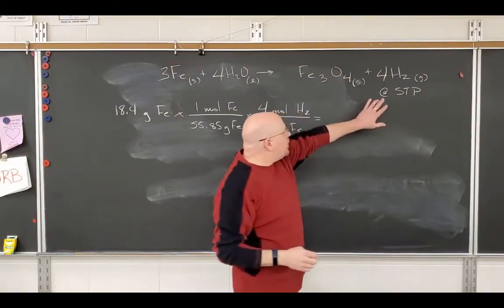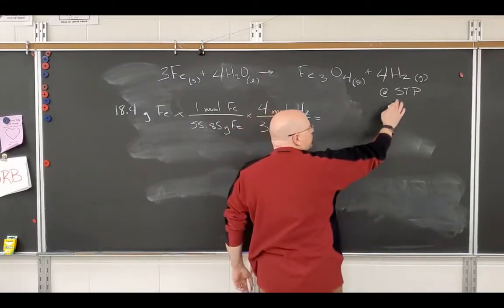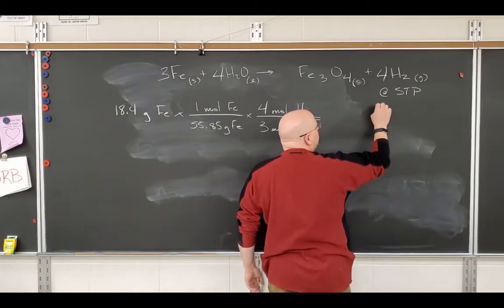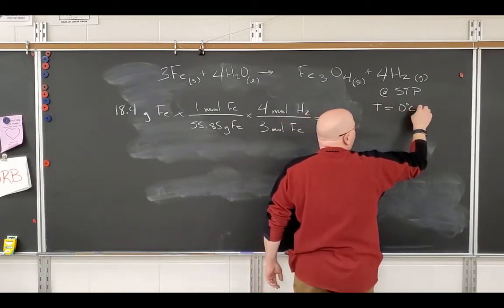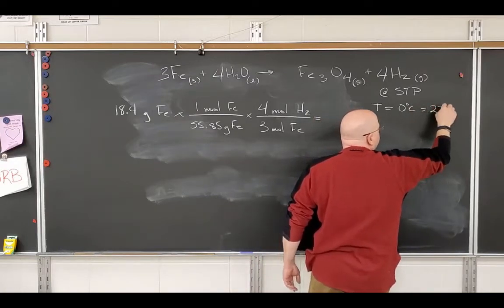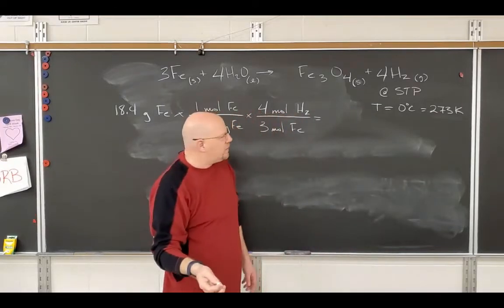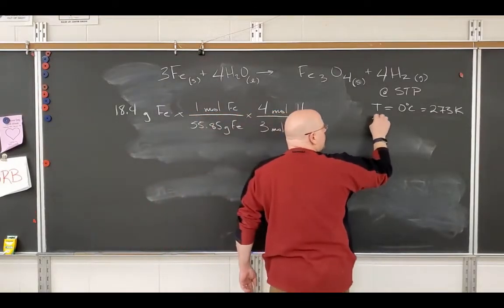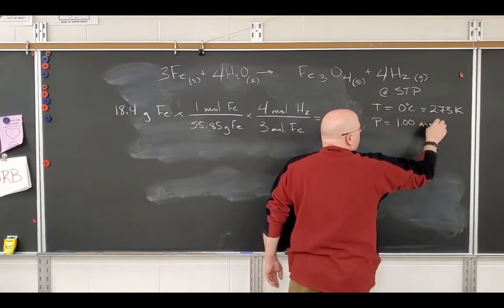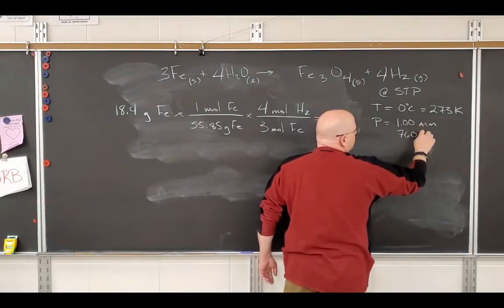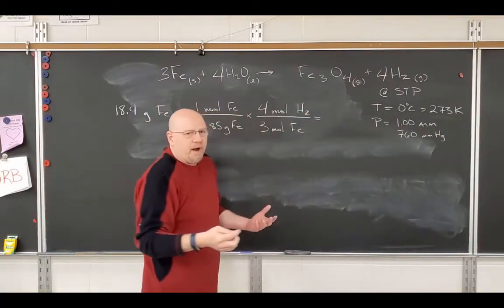Now, this is a good question to cover because STP isn't some mysterious thing. STP means standard temperature and pressure. That means that our temperature is going to equal 0 degrees Celsius, or 273 Kelvin. That's the temperature we're going to have to use because it has to be in Kelvin. Pressure is going to equal 1 atmosphere. Now, you could use 760 millimeters of mercury. I just prefer atmospheres. It's my personal preference.